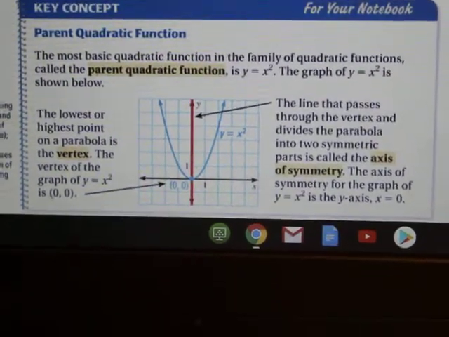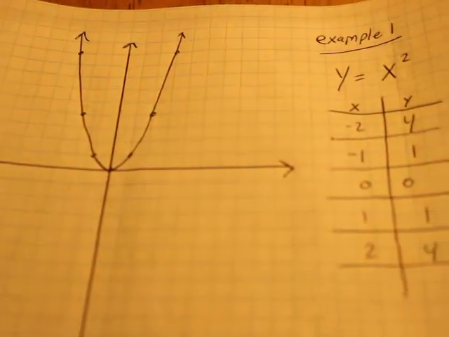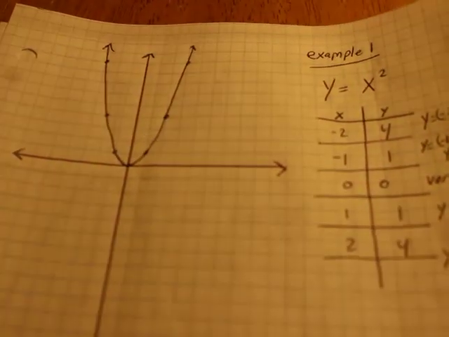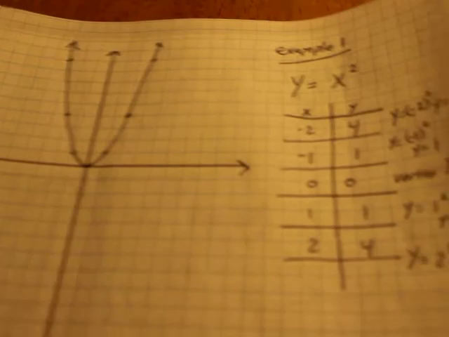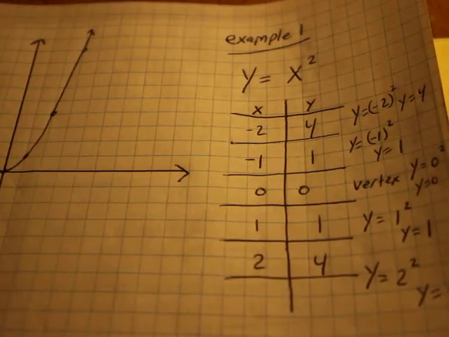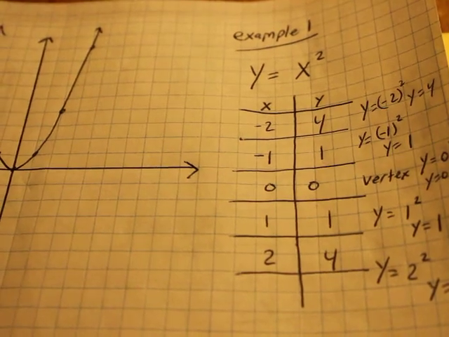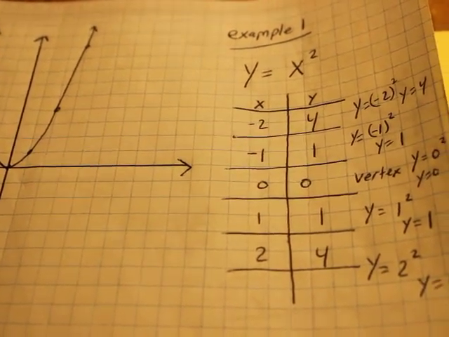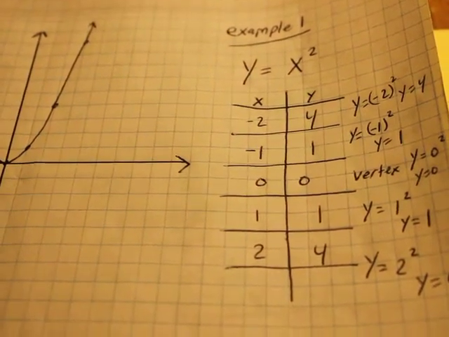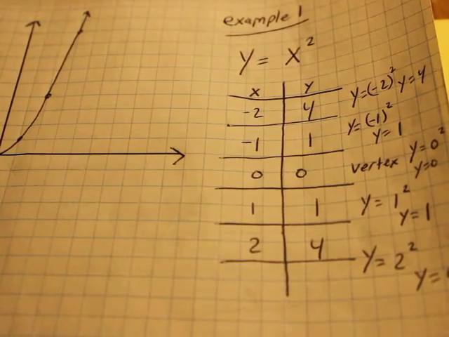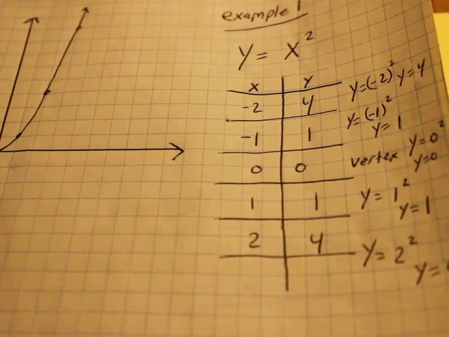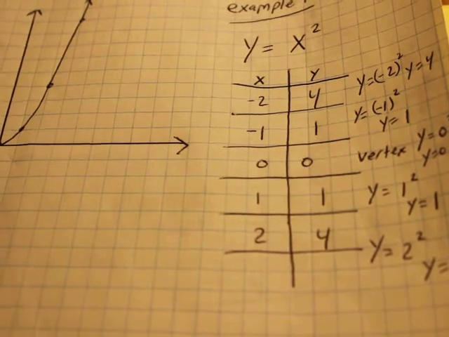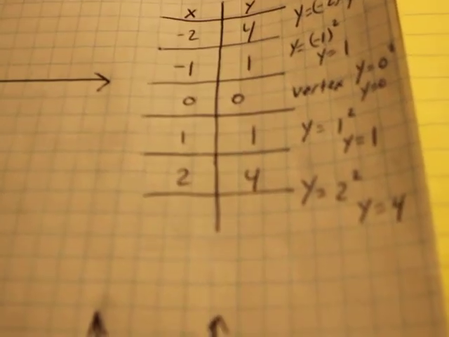So I graphed that for you right here in my notes. Okay, y equals x squared. I made a little table of values and I found out, if x equals 0, what is y going to equal? Of course 0 squared is 0. If x is 1, 1 squared is 1. And if x is 2, 2 squared is 4.